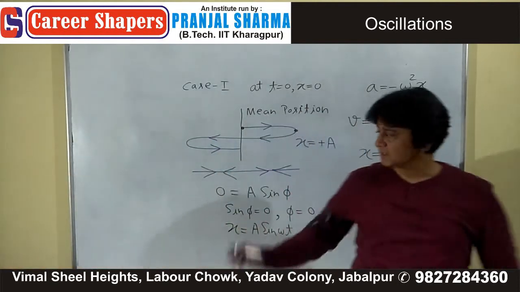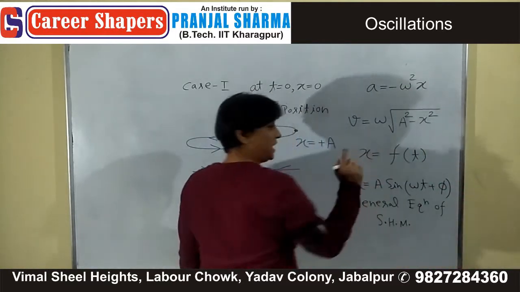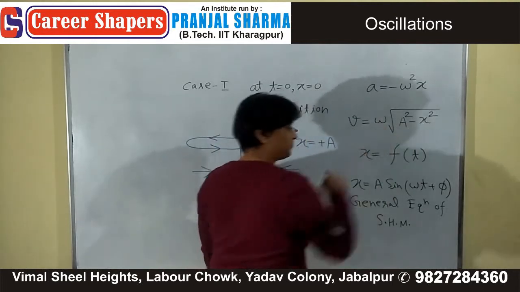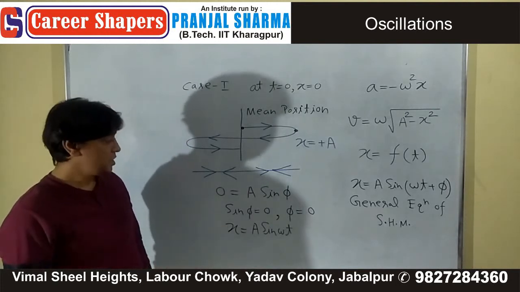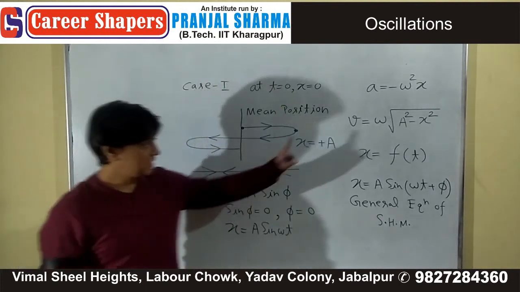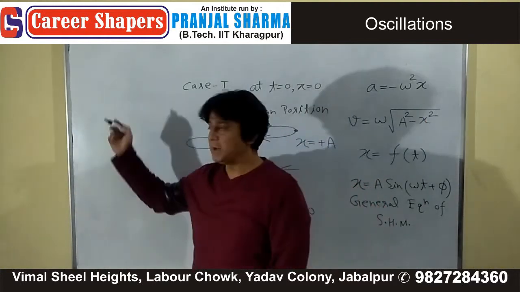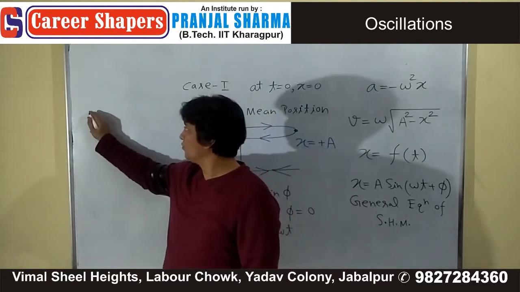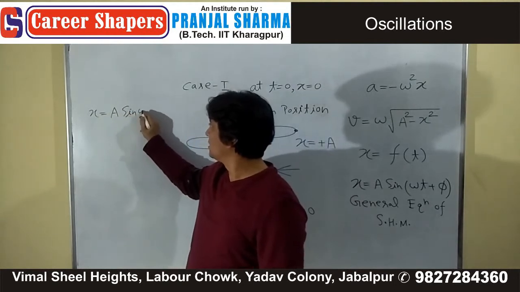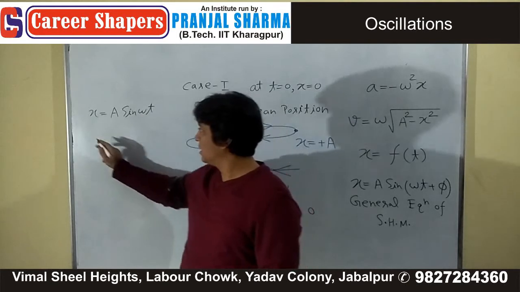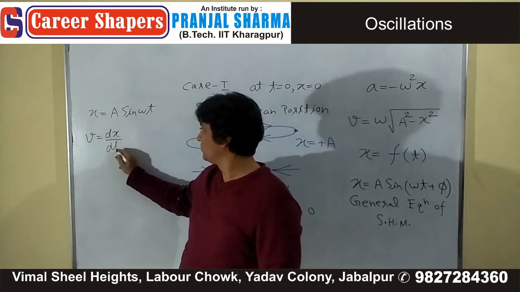Once we have defined x as a sine omega t, this equation relates v with x, but we can now find v as a function of time also. Either you can put x in this equation, you can do that, but a much better way will be this. We have found x as a sine omega t. How do you define v? V is dx by dt.